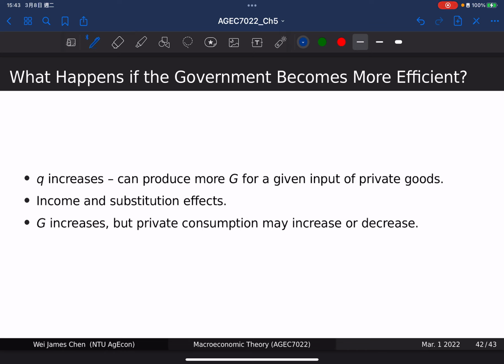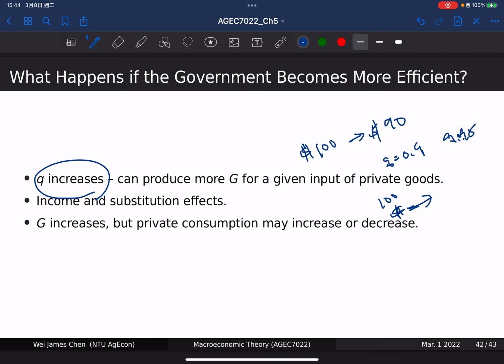For the government, what if the government becomes more efficient? What does that mean? That means Q increases. So before, maybe $100 was transferred to $90. That's Q equals 0.9. Now maybe Q is 0.95. That means $100 will become $95.